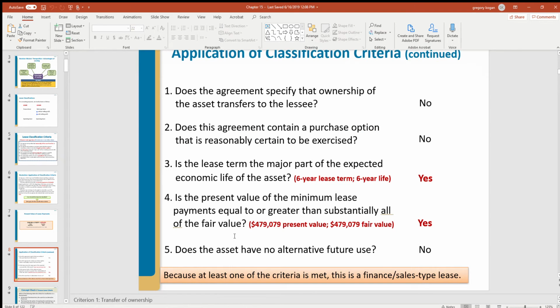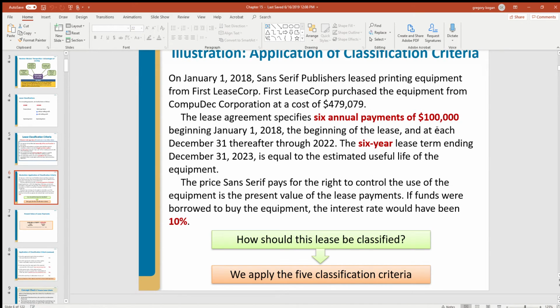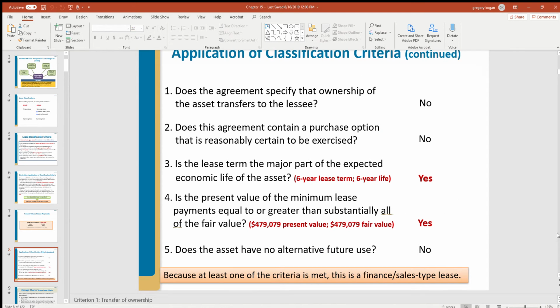Does the agreement specify that ownership transfers? No. Does this agreement contain a purchase option? No. Is the lease term a major part of the expected economic life? Yes. We have a 6-year lease, and the economic life is 6 years. They said here that it's a 6-year lease equal to the estimated useful life of the equipment. So that is one red flag.